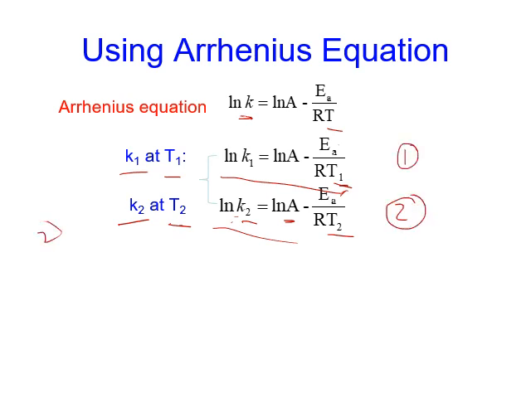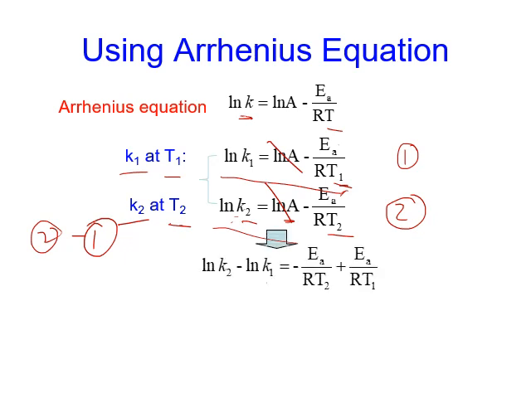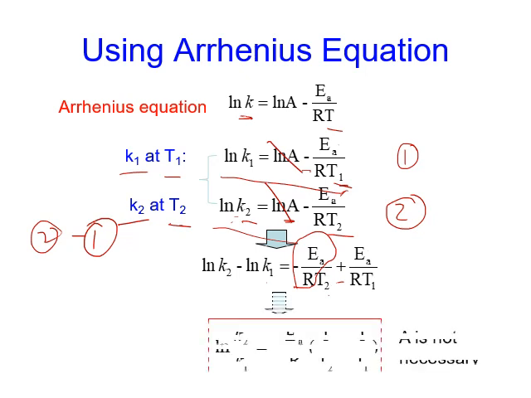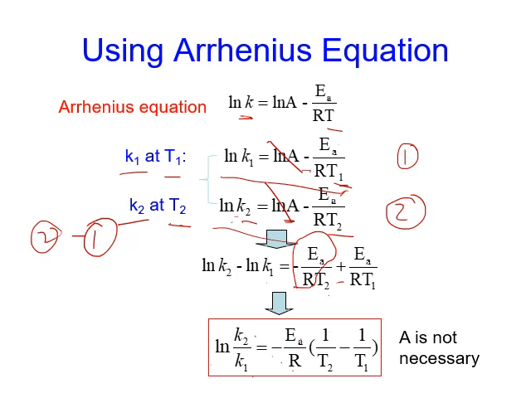If we use equation 2 minus equation 1, then ln A cancels, and we have ln K2 minus ln K1 equals negative EA over RT2 minus negative, which becomes positive, EA over RT1. We can factor out negative EA over R, and we have this equation: natural log of K2 divided by K1 equals negative EA over R times (1 over T2 minus 1 over T1). So this is another version of the Arrhenius equation.